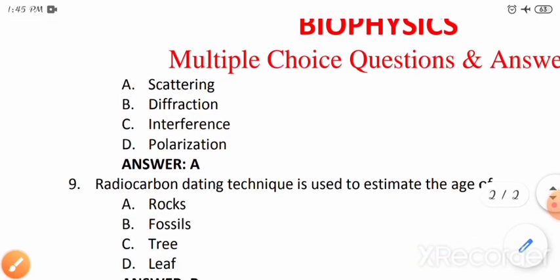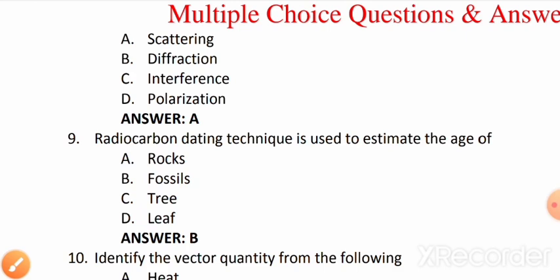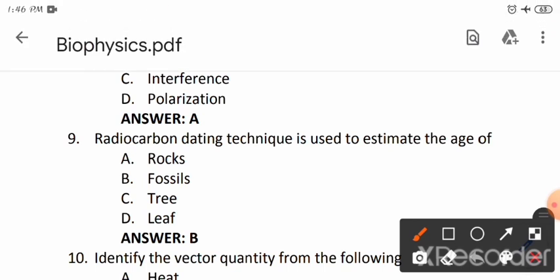Now the next question. Radiocarbon dating technique is used to estimate the age of rocks, fossils, trees, leaves. So friends, radio dating is the technique used to estimate the age. We study fossils in radio dating.